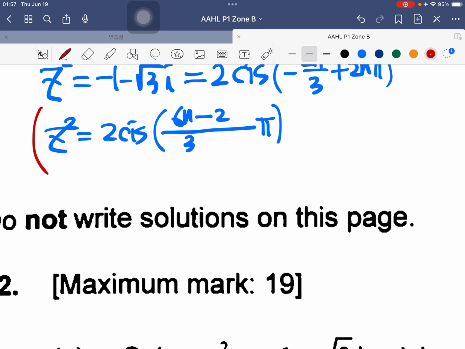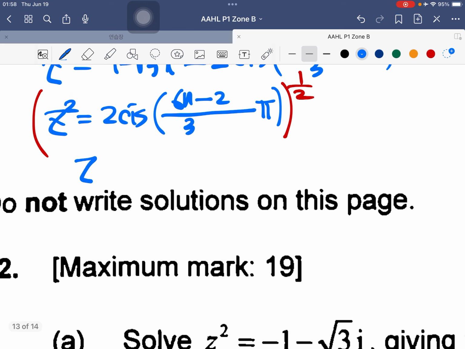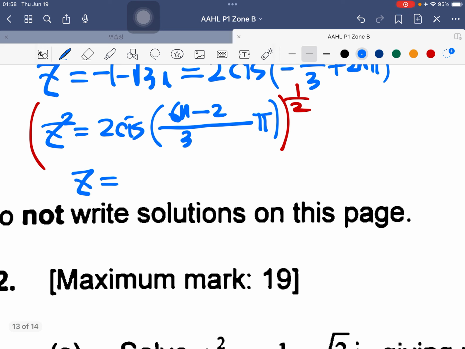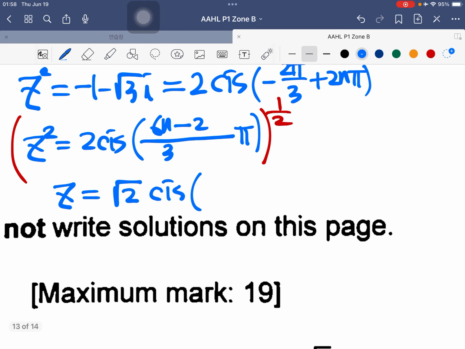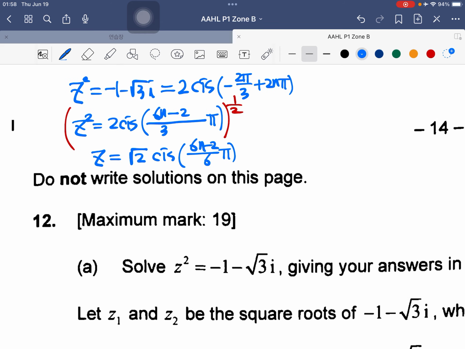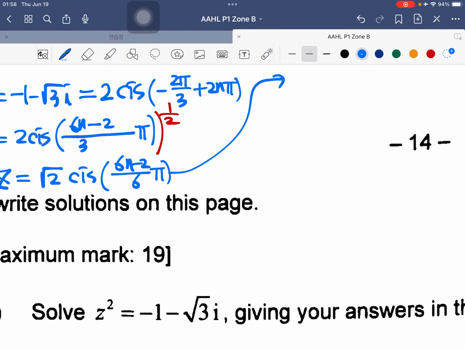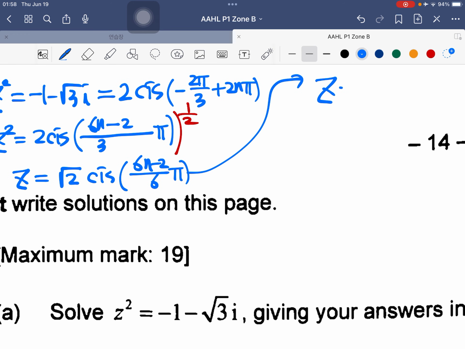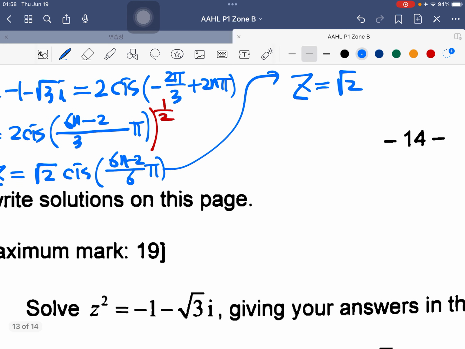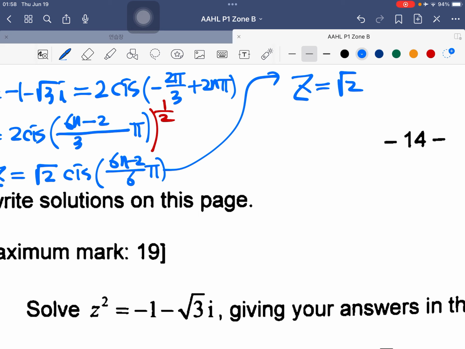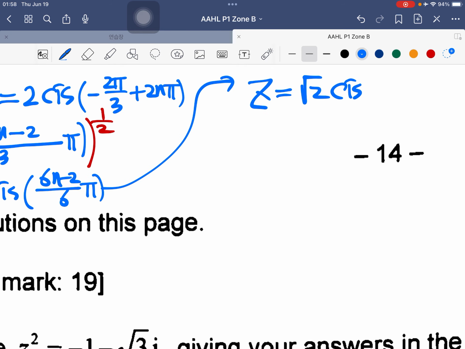And then we put half power on both the left and right side. We got finally z equal square root 2. So modulus will be square root 2, and argument should be (6n minus 2) over 6 pi. So from here we can say that z, putting 0 for n at first, so z should be square root of 2. Putting 0, we got minus 2 over 6, which is minus 1 over 3 pi.